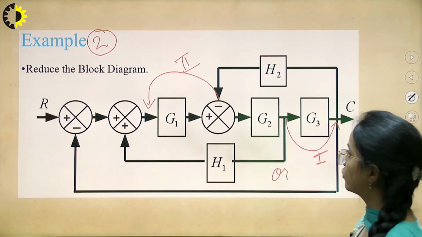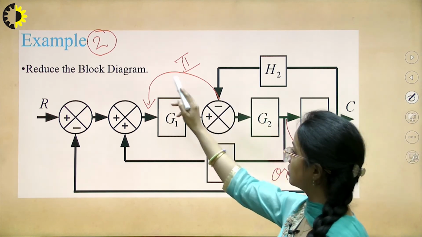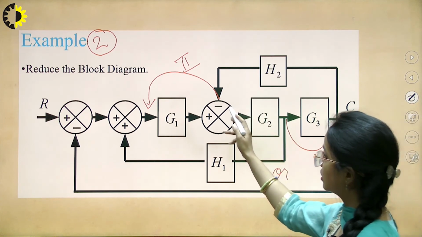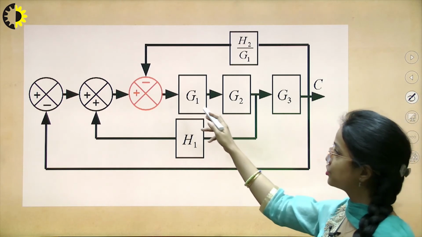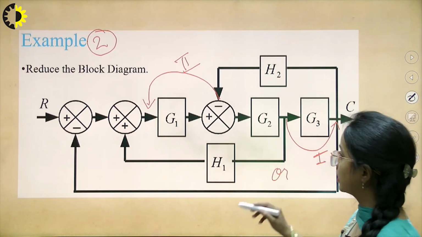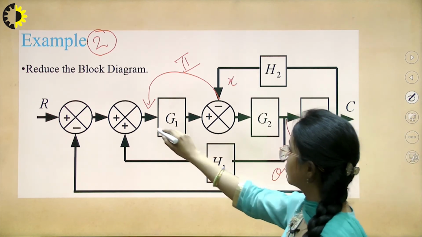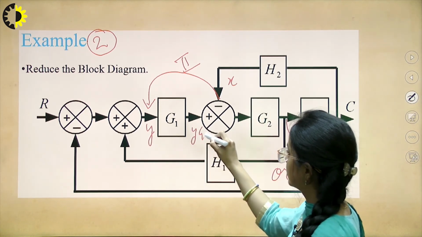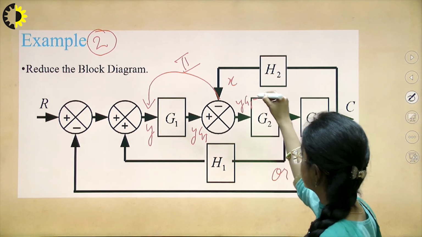So we have moved on to strategy number 2, where we are shifting this summation from here to here. Moving the summation from here to here, this path is getting this extra G1, so we have divided it by G1. We see that this path was like X, it was Y. So here we have Y G1 minus X.